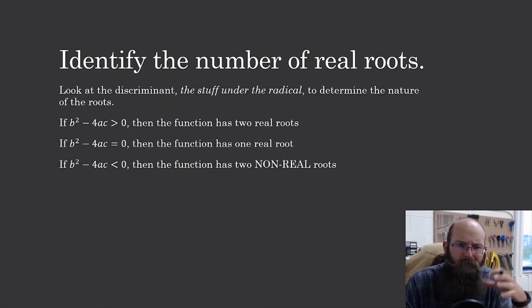So here, it's more just words, right? There's no problem for us here, but identifying the number of real roots. For the number of real roots, I have to look at my discriminant. That's the stuff underneath the radical, to determine the nature of the roots. By nature, I just mean if they're real or imaginary.